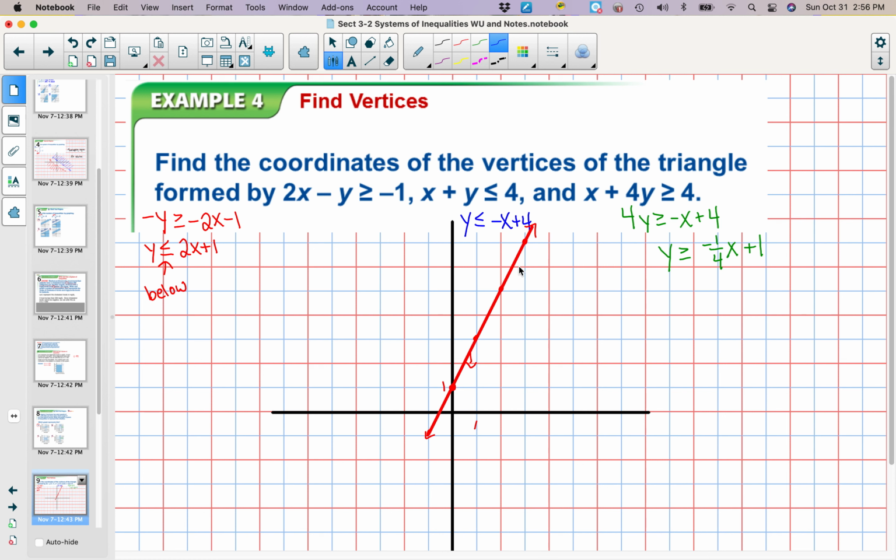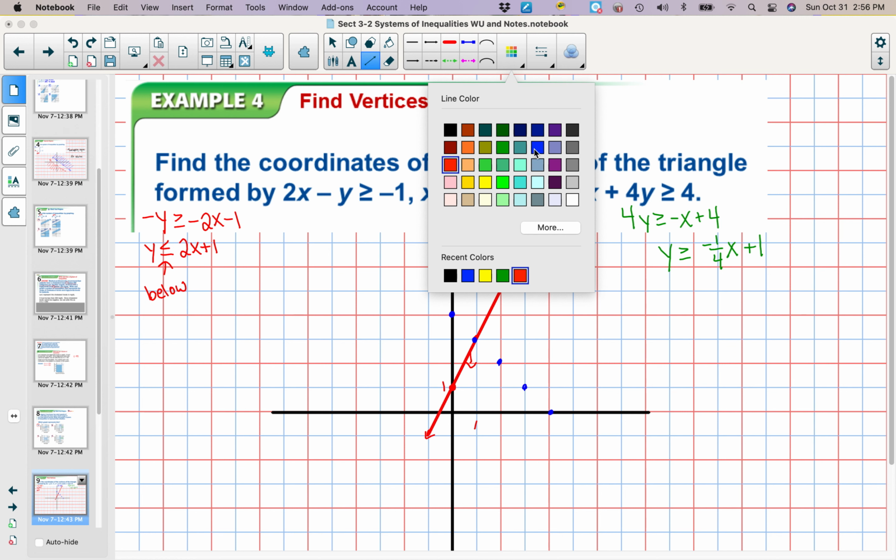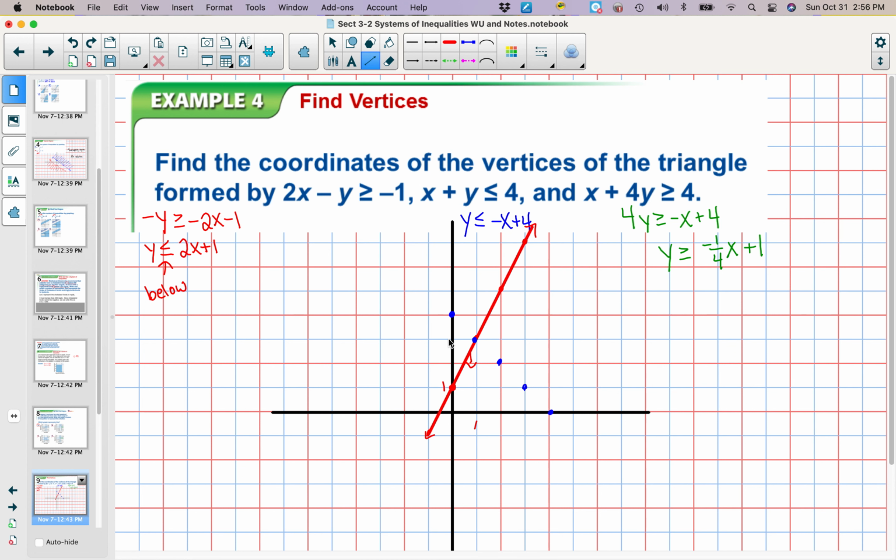So now let's do the next one. My y-intercept is 4, and I have a slope of negative 1, so down 1 over 1. Making sure that your line is going down from left to right. I'm going to go ahead and graph that. And this one is less than, so this tells me I'm going to shade below that. So it's going to put me on this side of the line.